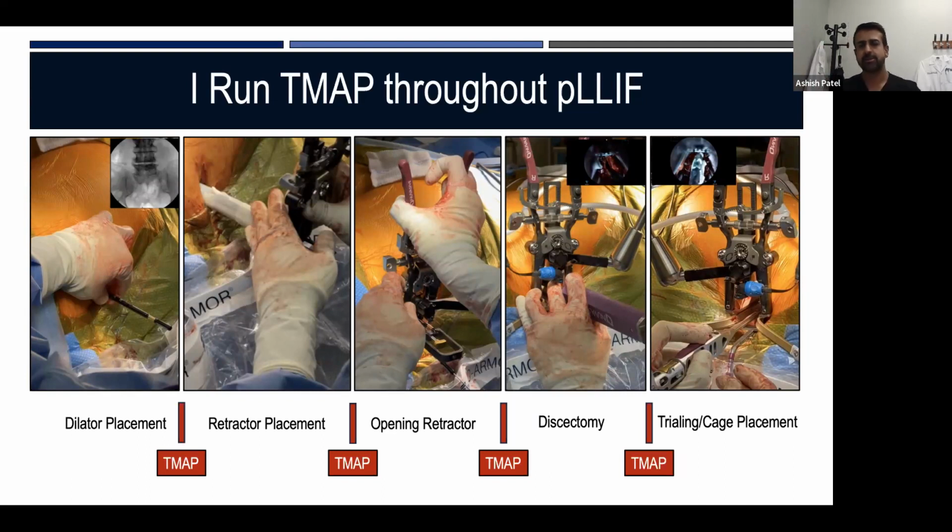And when you take a look at all the steps on lateral surgery, from dilator placement to retractor placement, shim placement, opening the retractor initially, opening it maximally, discectomy and cage placement, you could have an injury at any one of those moments. And so what we've done is we've devised a protocol in which we run TMAP at the critical steps of the lateral approach. And that gives us an event-based understanding of what's happening with the nerve.